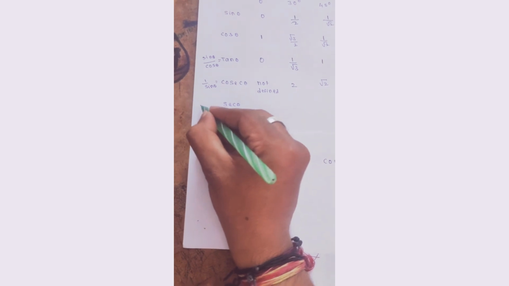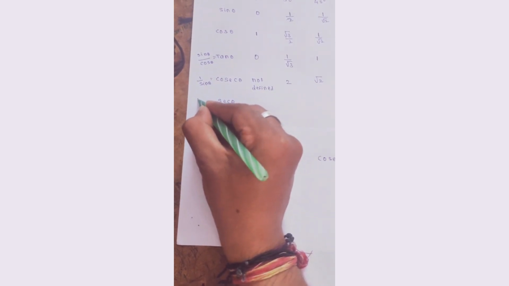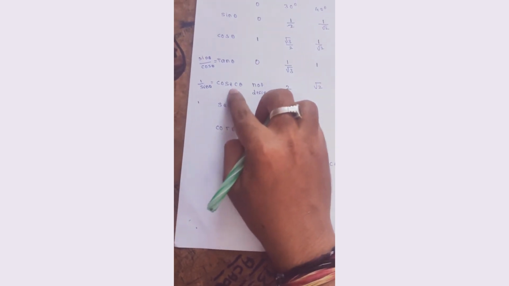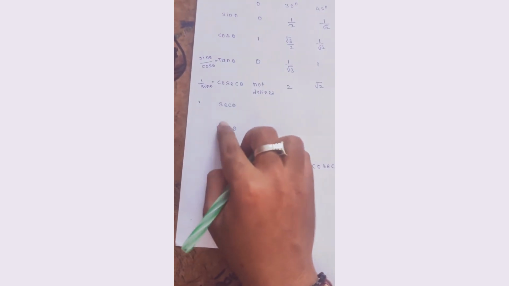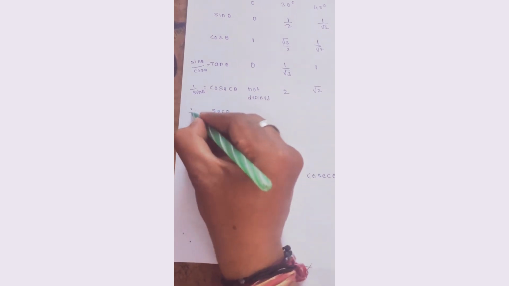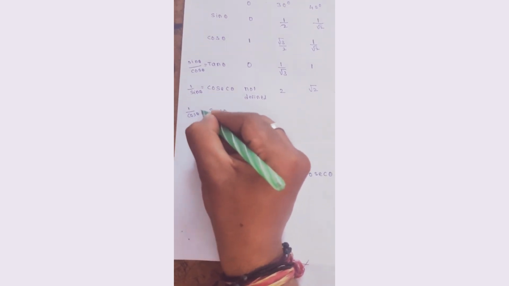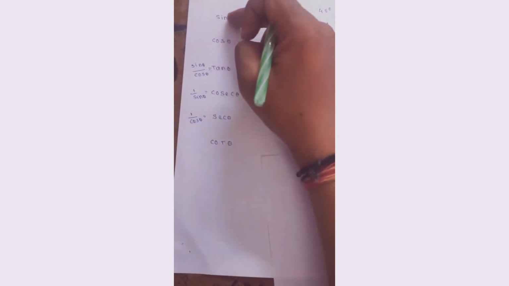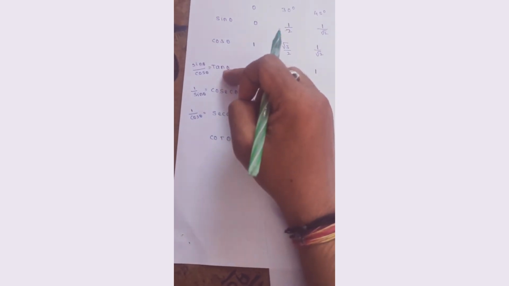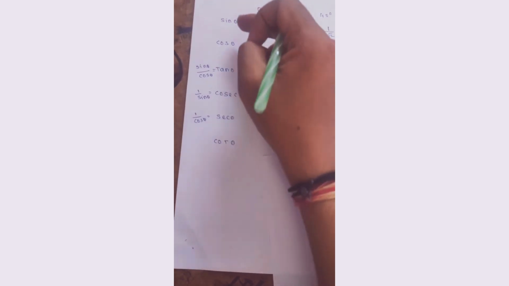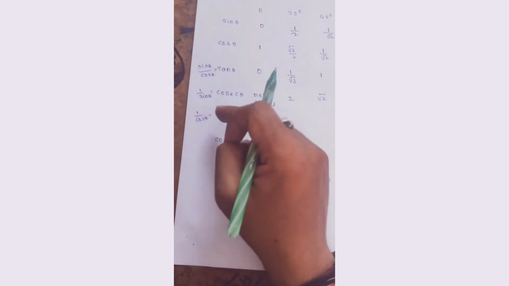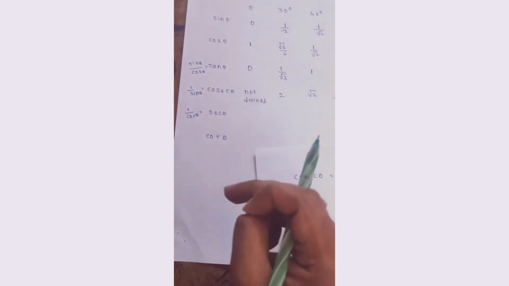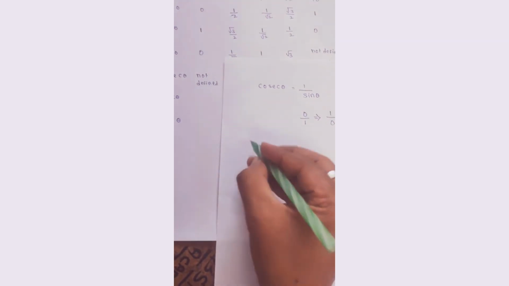Similarly secant theta. What is secant theta? Just the reverse. See here, the reverse of sin theta is nothing but cosecant theta. Here the reverse of cos theta is nothing but secant theta. So 1 by cos theta. Simple. If you get sin theta, automatically you will get cos theta. If you get cos theta, sin by cos is nothing but tan theta. If you want cosecant, just take the reciprocal of sin. If you want secant, just the reciprocal of cos. If you want cot, just the reciprocal of tan.